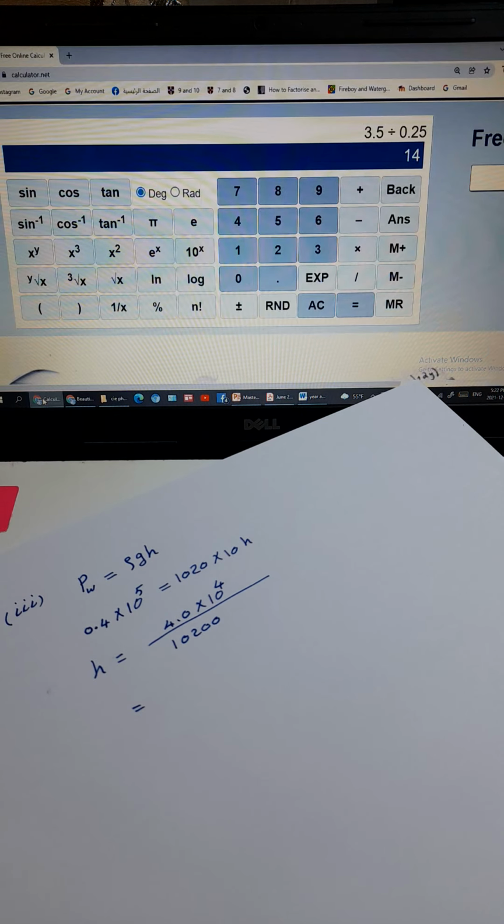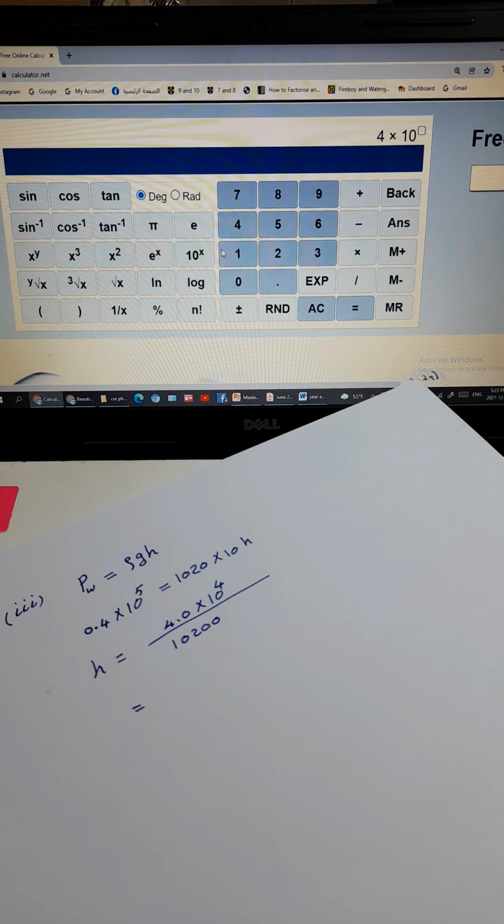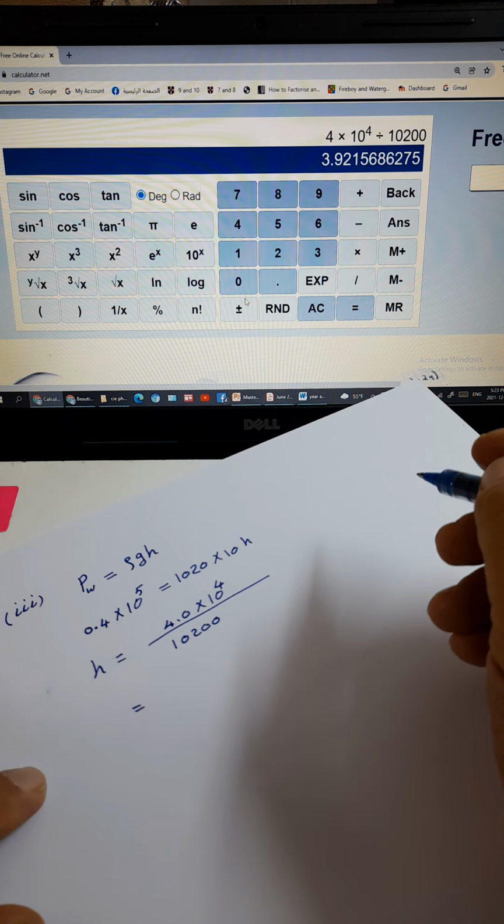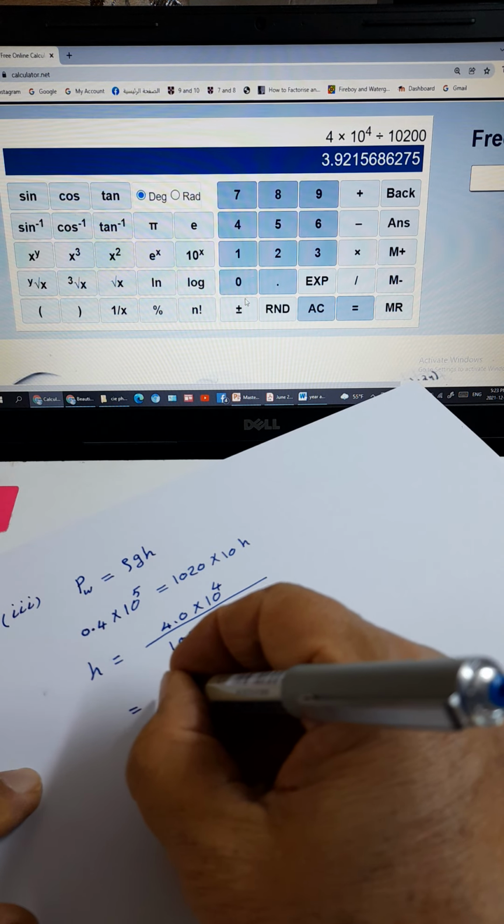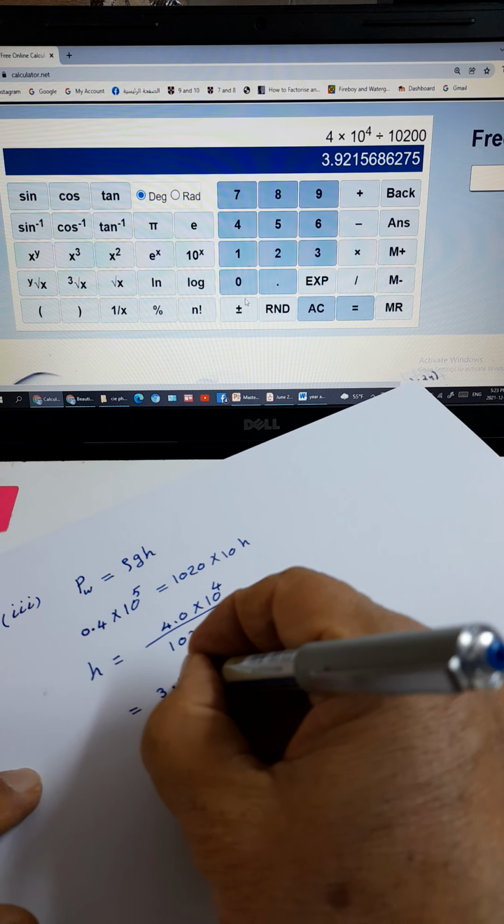Now using the calculator, 4 times 10 to power 4 over 10,200 equals 3.92 meter, but to two significant figures is 3.9 meter.